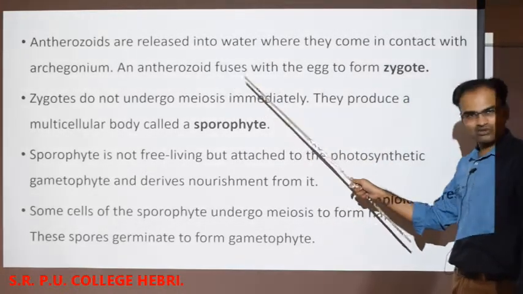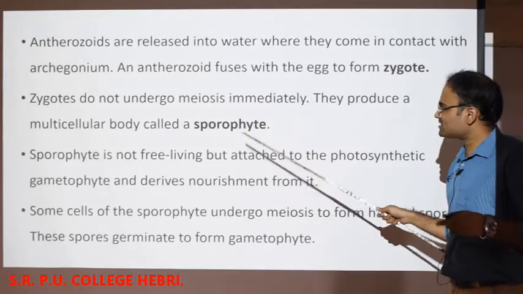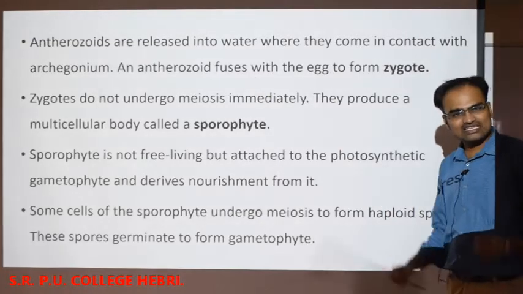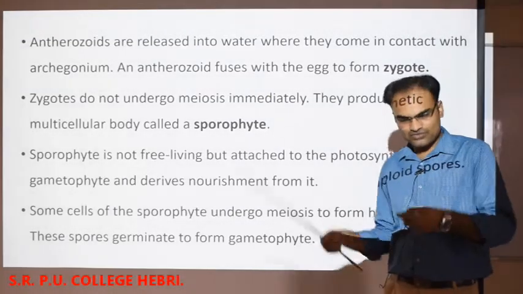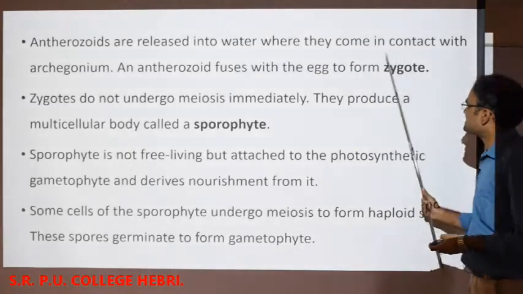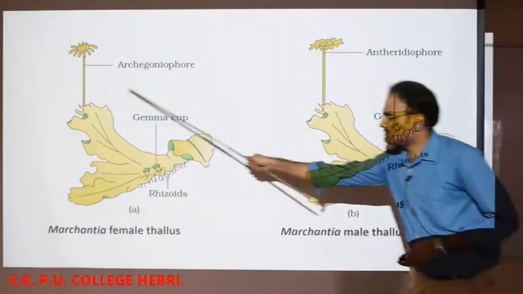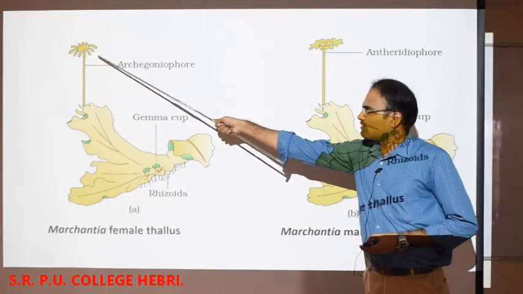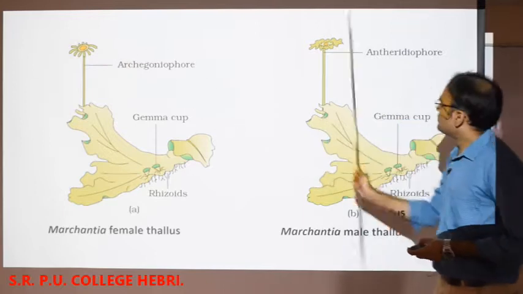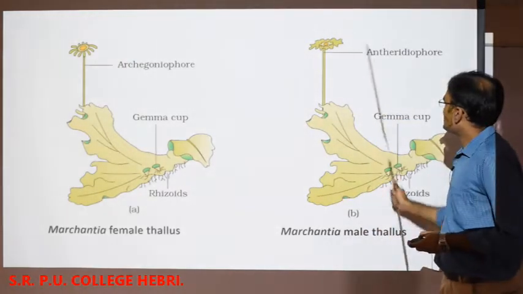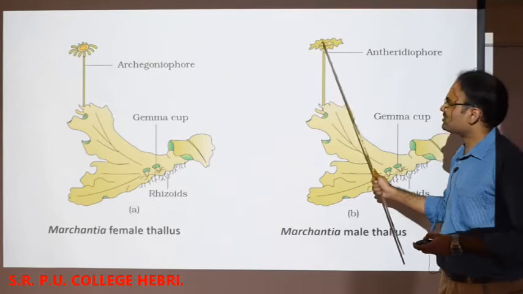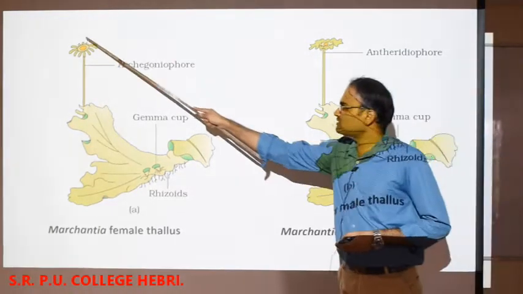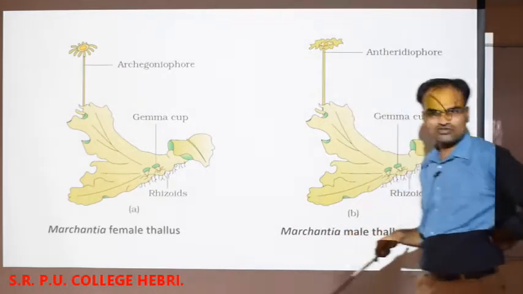So when the anthrozoids reach the archegonium, they will fuse with the egg to form the zygote. As and when the male and female gametes fuse, the diploid structure is called the zygote. See, this entire structure is haploid. In this structure we are going to get the gametes, isn't it? Both will fuse. That means from this antheridium, the anthrozoid will move and fuse with the egg cell, so that within this archegonium the zygote is going to form, which is diploid.